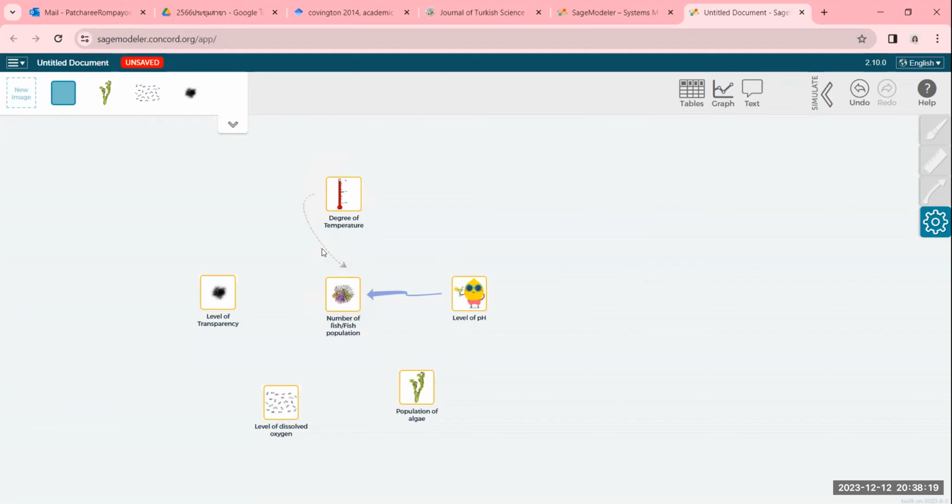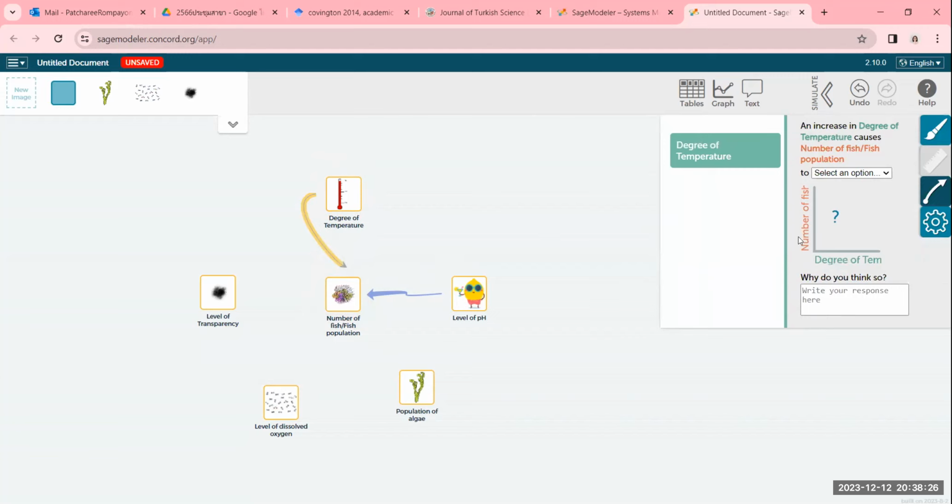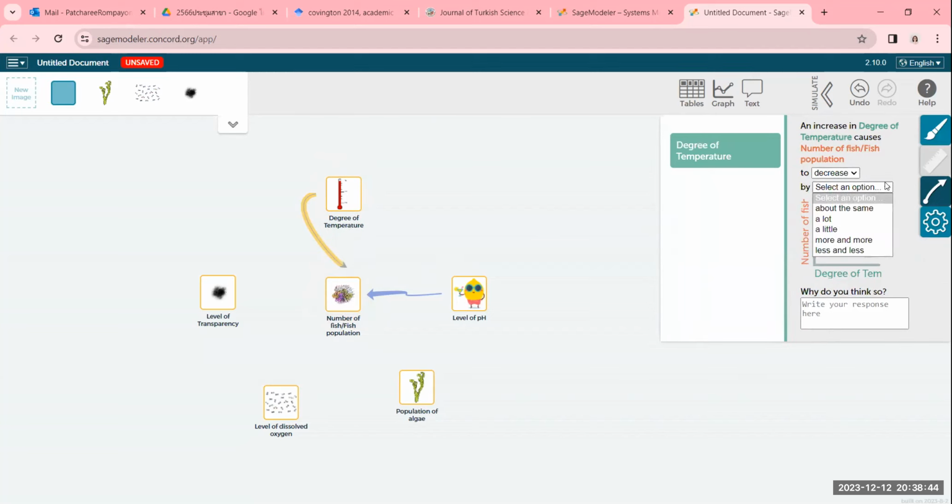And now you can click right on the line. Yep. Okay. Increase the degree of temperature, the number of fish population also decreases. Decrease, like a lot, more and more. Yeah, a lot, right?